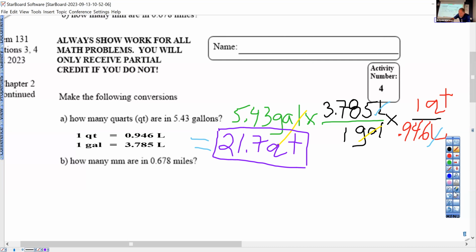That yellow crossout is kind of large. Yeah. Okay. How many millimeters are in 0.678 miles?